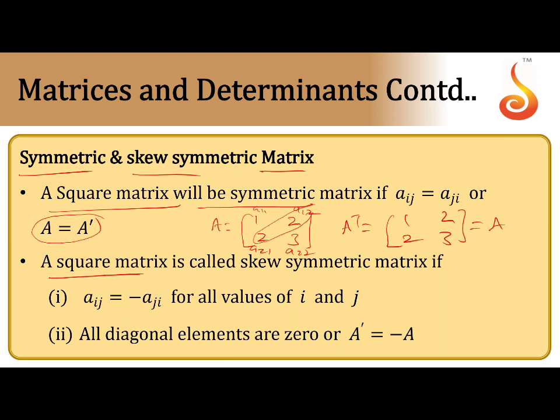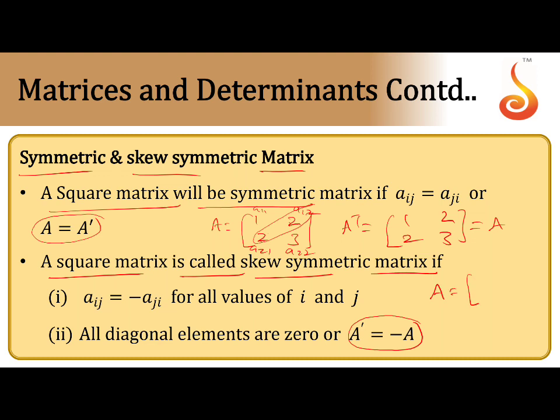Next, skew symmetric matrix. A square matrix is called a skew symmetric matrix if Aij equals minus Aji. Here, 2 and minus 2 are there. In that case it becomes a skew symmetric matrix. Aij equals minus Aji for all the values of i and j. Then you call it a skew symmetric matrix. Or you can say A transpose equals minus A. That is called a skew symmetric matrix.